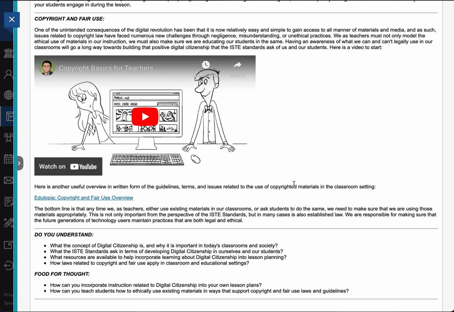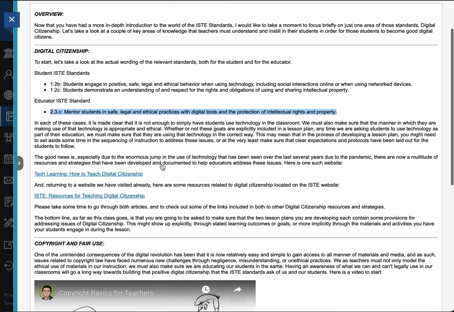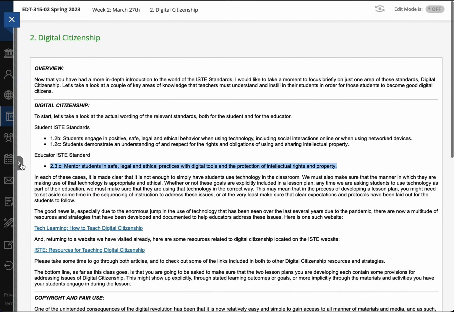So it's good to know where that line falls, so that you can stay on the correct side of it, and also so that you can help your students understand what they are allowed to use and not use in educational settings. So this page is all about digital citizenship.